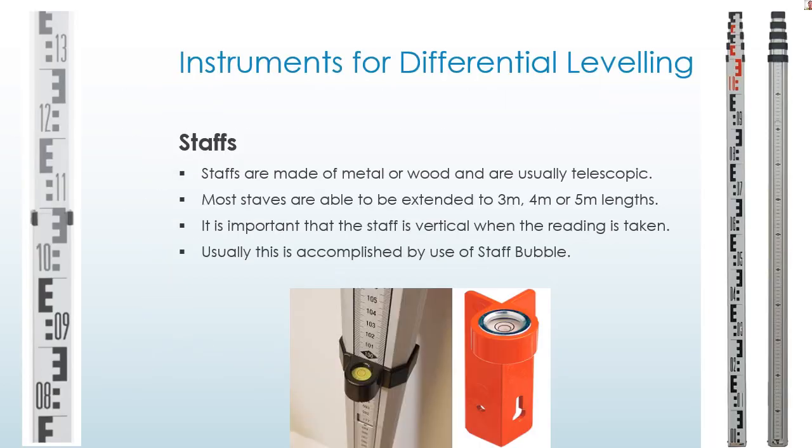You also need to use the graduation on the staff to give you the indication of the length from the point you're measuring to the line of sight. So you need to hold the staff vertically. That's the key thing. And you may need to use the bubble attached to the staff to check whether it's vertical or not.